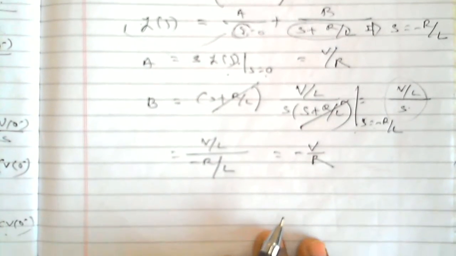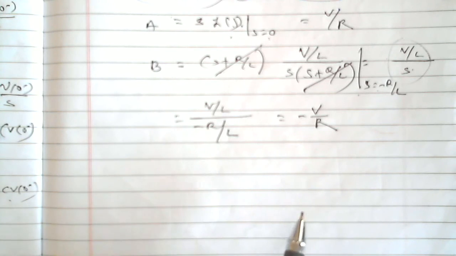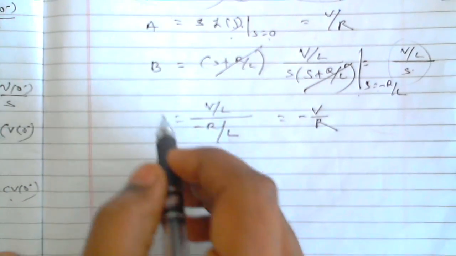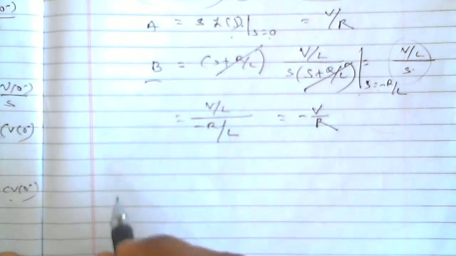Okay, so this is partial fraction expansion. In practice, you know it, I know it, but I have given you the proper explanation so that in the next example you can solve it on your own. So I have now got A and B. Let's put A and B in the equation.